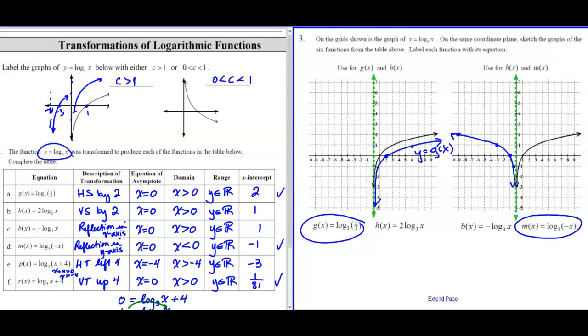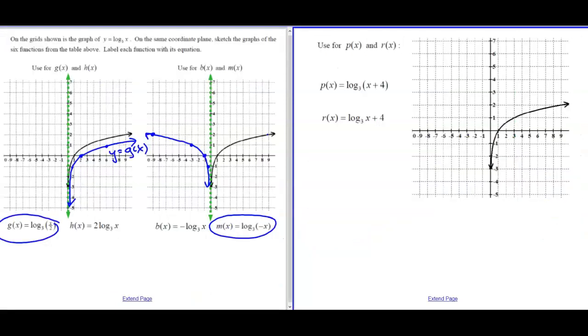Okay, and then actually maybe we'll do E as well, we'll do Q next. So translating 4 to the left, so we're going to do this one. 4 to the left, so I'm going to transform. My asymptote is now going to move 4 to the left. This point here, the x-intercept, 1, 2, 3, 4, ends up at negative 3. 3 to the left 4 is at negative 1. 9 to the left 4 is at 5. And then I'll be 1/3 away from the asymptote.